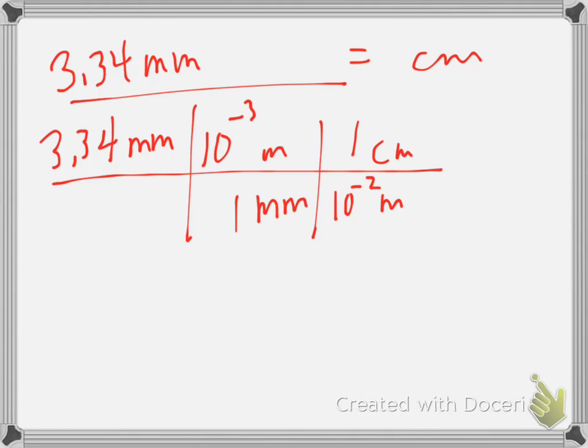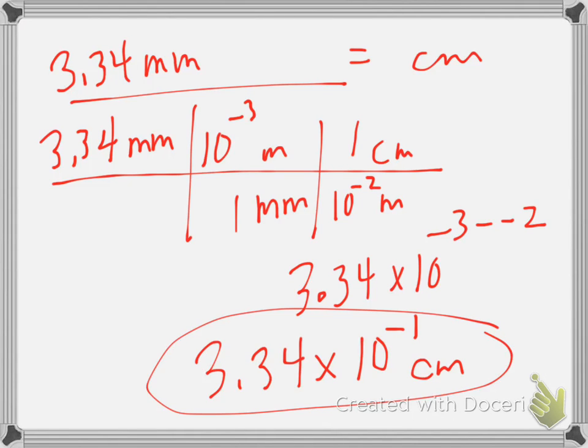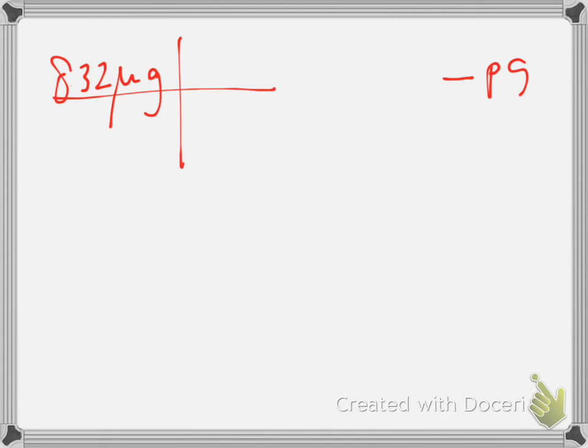So, okay. You do all this, you end up with 3.34 times 10 to the negative 3 minus negative 2, which gives you 3.34 times 10 to the negative 1st centimeters. And you've made sure that all your units cross. You know you're ending up in centimeters. Okay, next one, 8.32 micrograms. And we want to go to picograms.